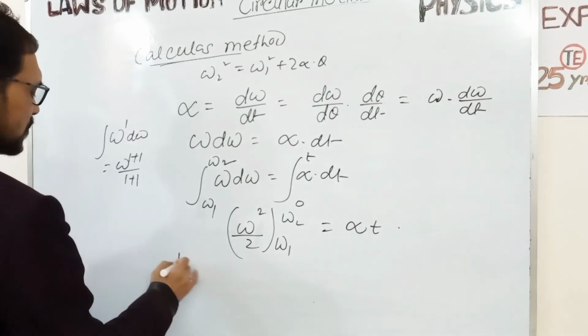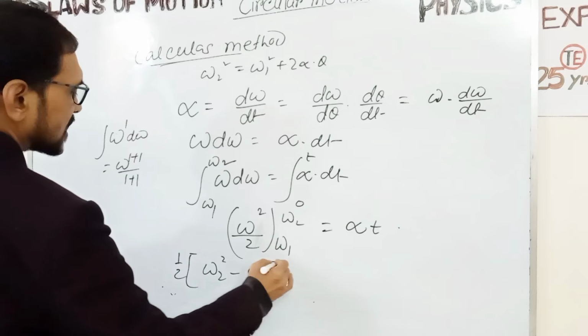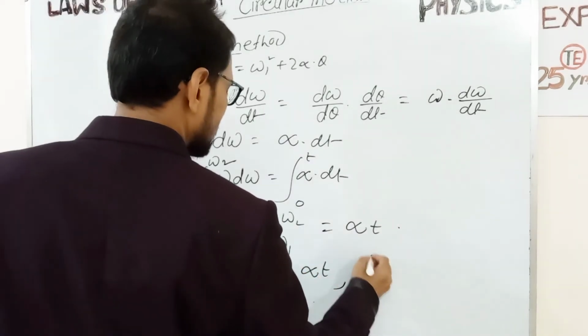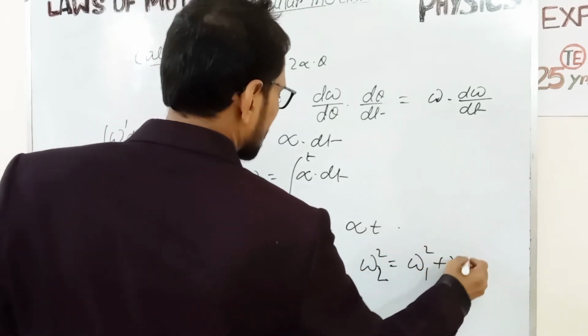Now put the value of this: omega 2 square minus omega 1 square equal to alpha into t. So multiply this: omega 1 square plus 2 alpha.